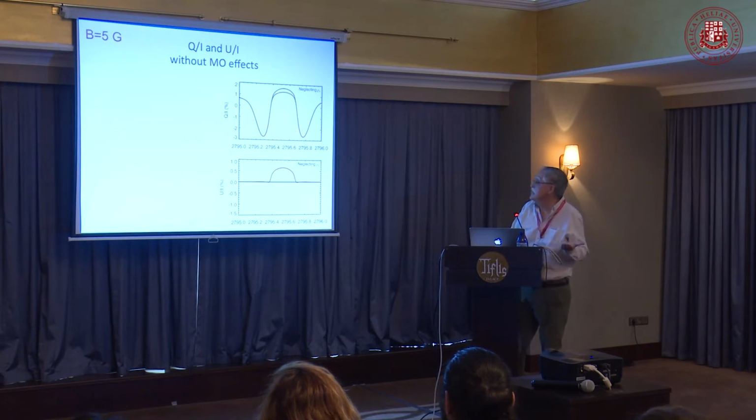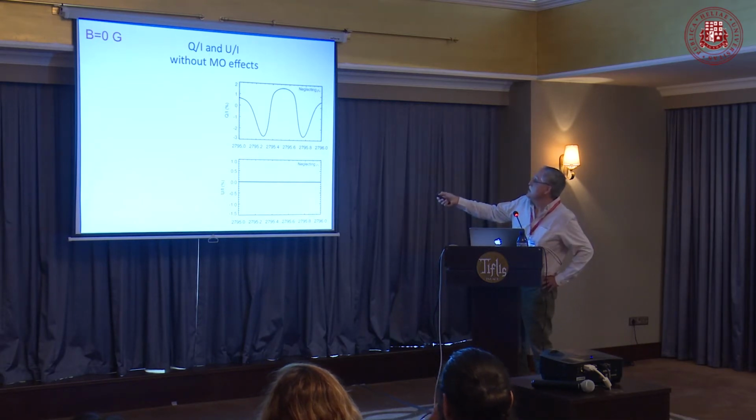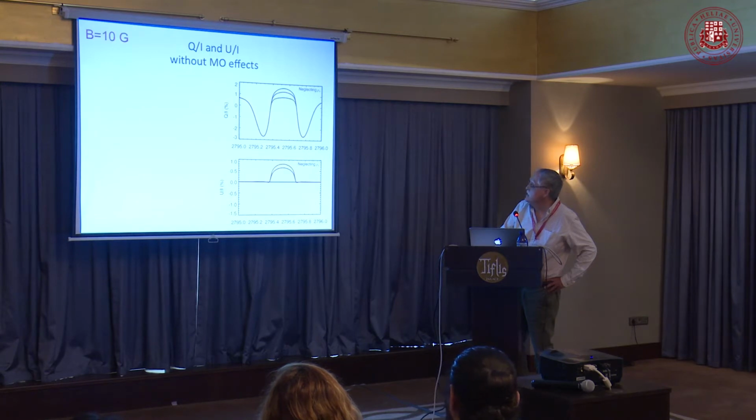So we see basically that without any magnetic field, of course, you have in a 1D model that U is 0 and that Q has a line center signal and negative signals here due to PRD effects. But if you now take into account a magnetic field, 5 Gauss, you see that everything is operating in the line center, because the Hanle effect operates in the line center. Okay, when neglecting these effects.